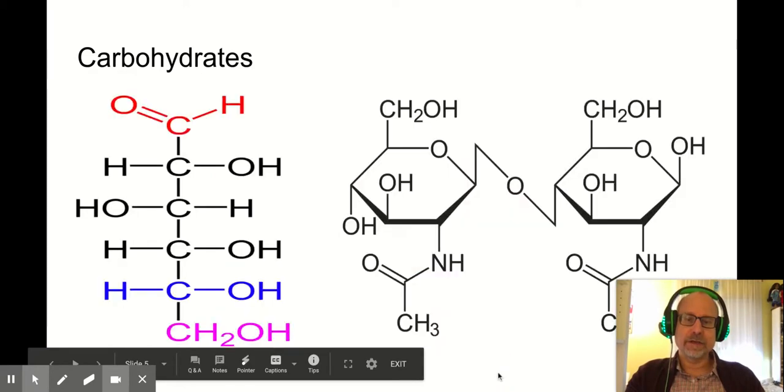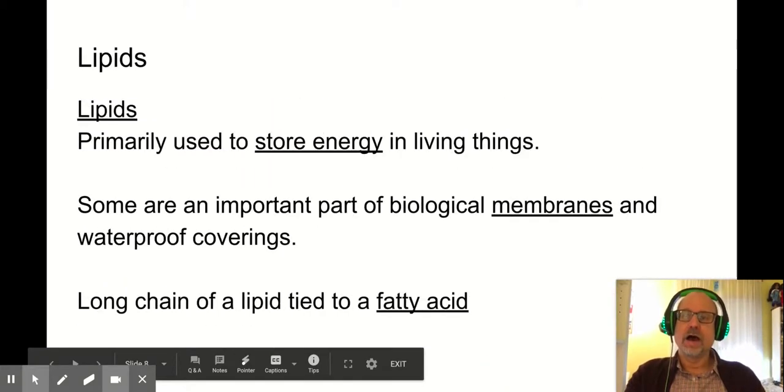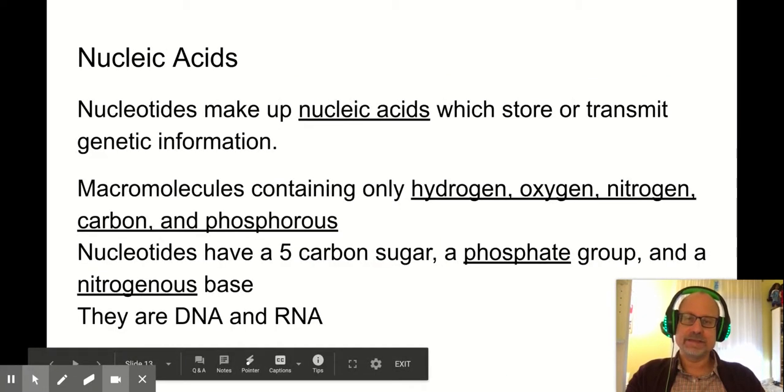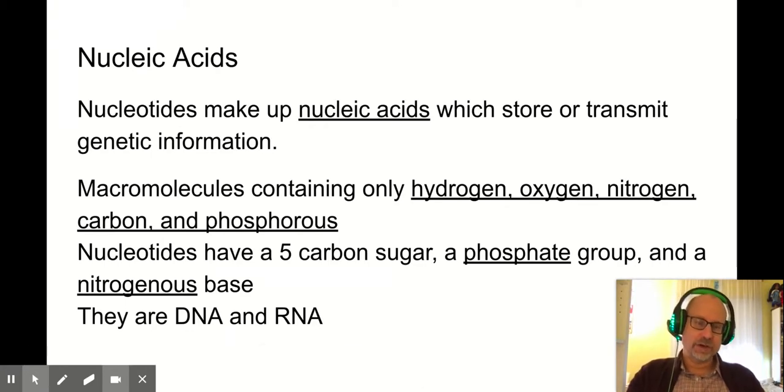All right, today we are going to be talking specifically about nucleic acids. Now, nucleic acids, like I said, are primarily DNA and RNA. Nucleotides are the monomer. Nucleic acids are the polymer. They store and transmit genetic information. These macromolecules have the same hydrogen, oxygen, nitrogen, and carbon, but now they also have phosphorus. Phosphorus is a unique thing in our DNA.